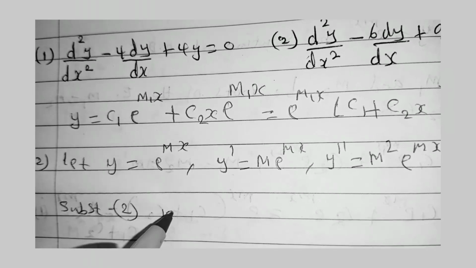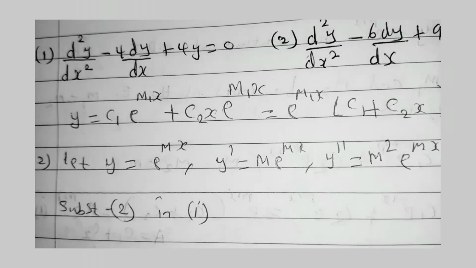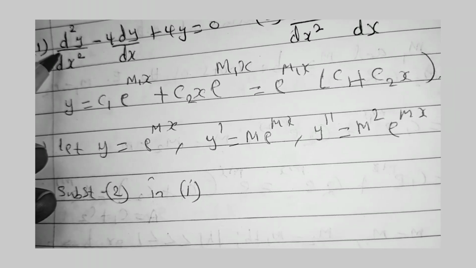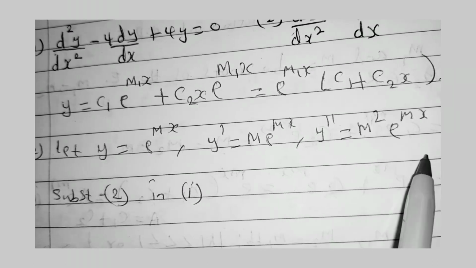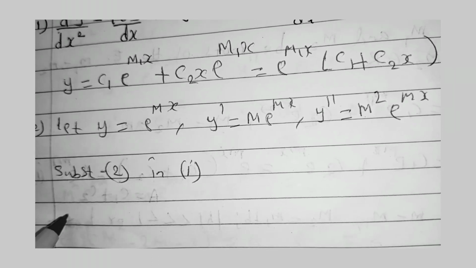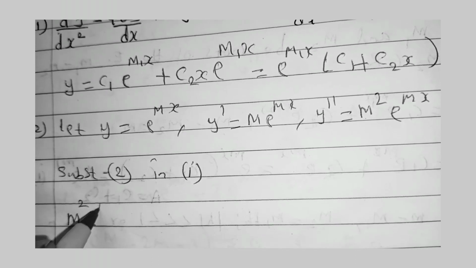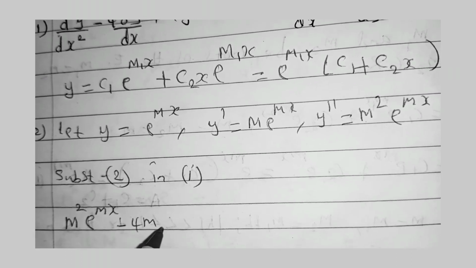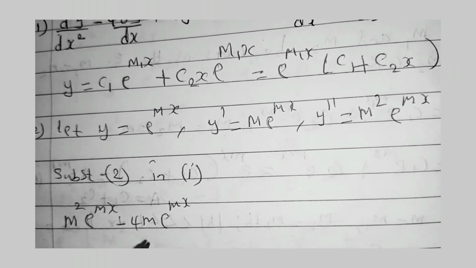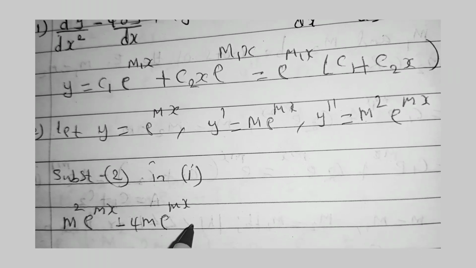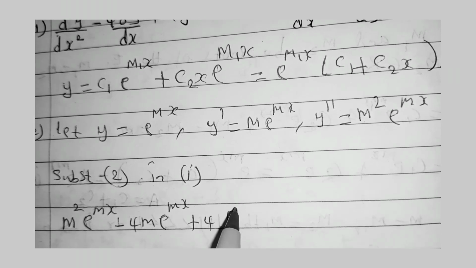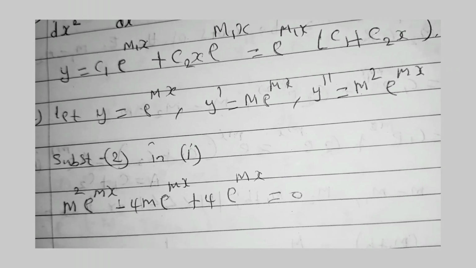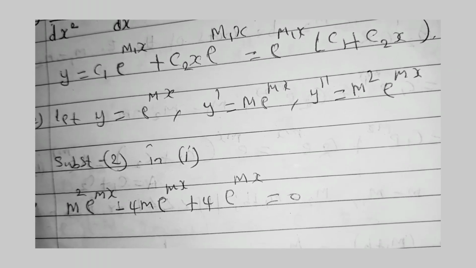So you substitute 2 in 1. Our equation 1 is up there. Where you have y double prime, you substitute it with m squared exponential mx. So we shall have m squared exponential mx minus 4m exponential mx plus 4 exponential mx is equal to 0. After substituting, we can call this 3.